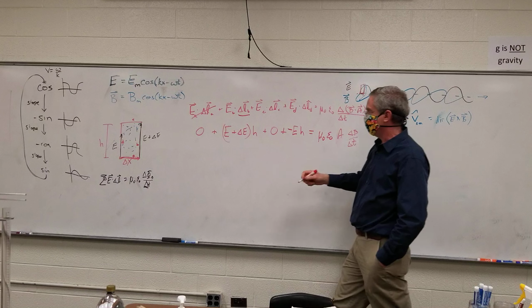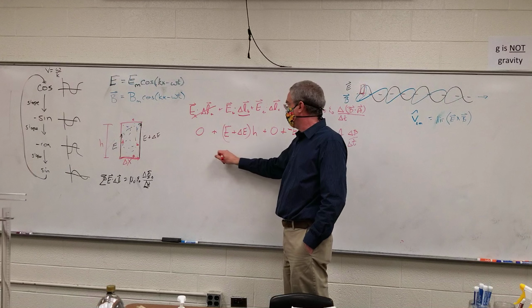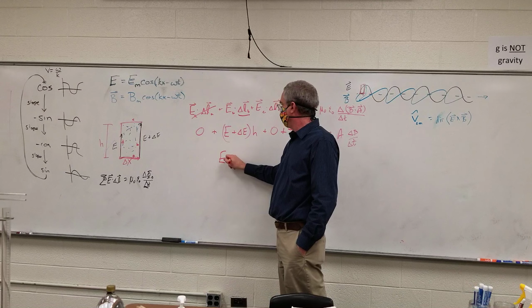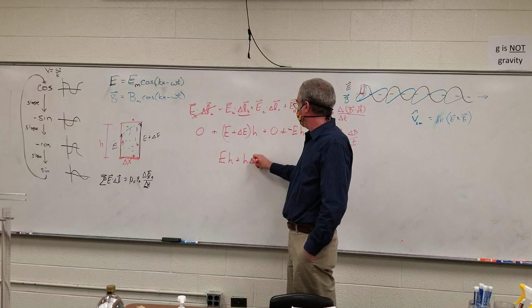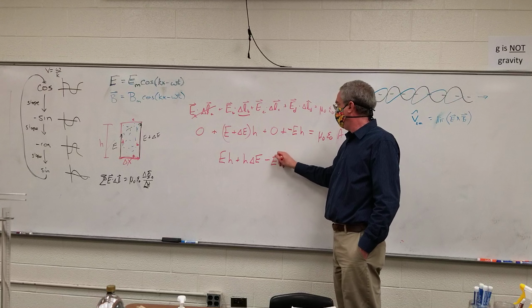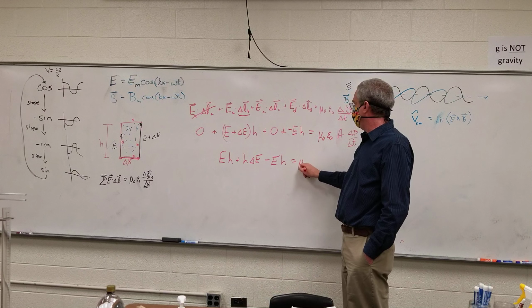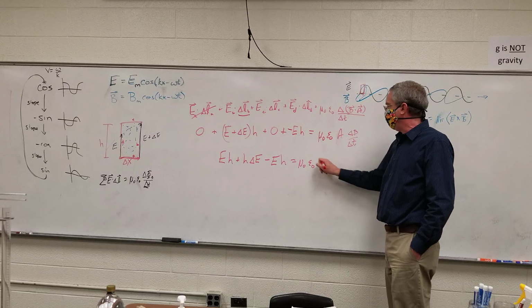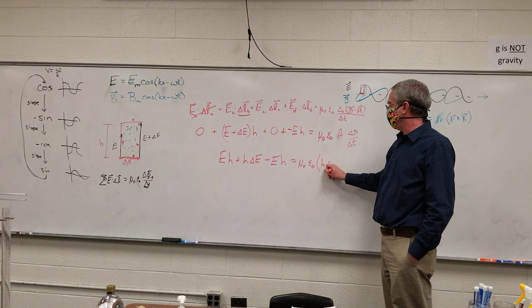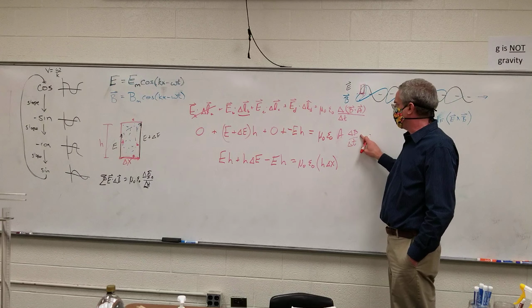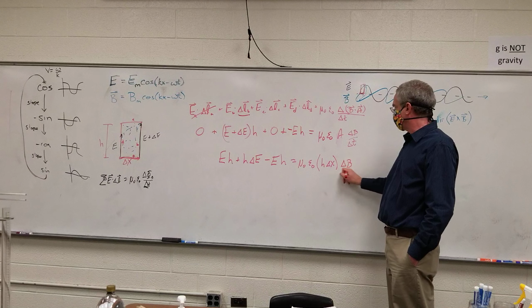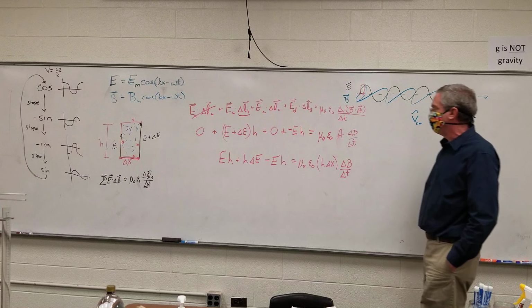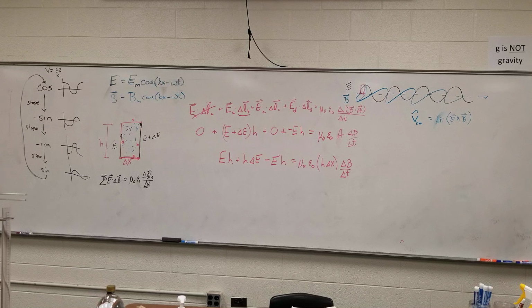All right, here we go. I'm gonna distribute over here. So I have E, H plus H delta E minus E H equals mu naught epsilon sub naught area, which is H times delta X, times the change in B over the change in T, which I'm just gonna leave as that. We now get rid of stuff.